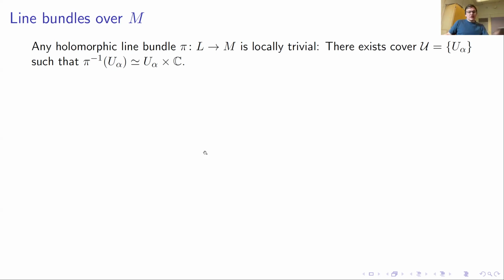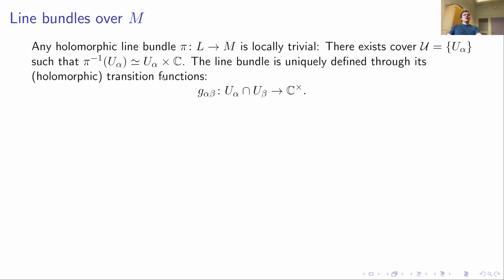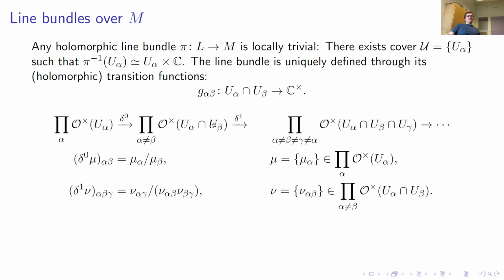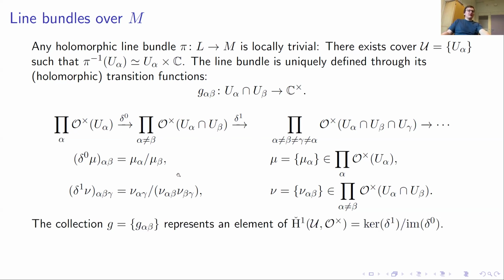So any holomorphic line bundle is locally trivial. So there exists a cover that trivializes it. And this line bundle is uniquely defined through its holomorphic transition functions. And there is an interpretation of this in terms of cohomology again. So here is the Čech complex over the fixed cover U. And the transition functions are required to satisfy this cocycle condition. So they go to 1 here, basically. And then there is also a freedom in choice of transition functions, and that corresponds exactly to a coboundary here. Yeah, so this collection of transition functions represents an element of this cohomology group over the fixed cover.